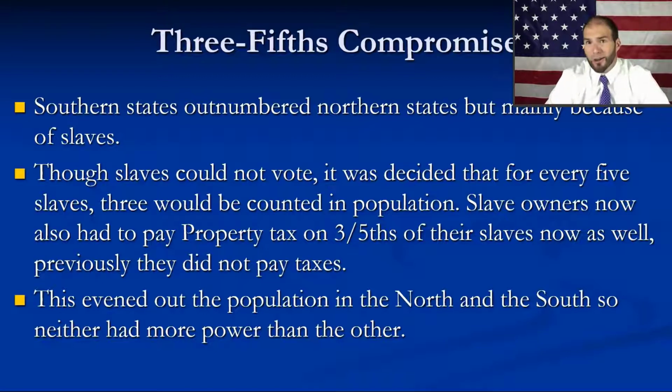Like, why not all of them? Why not none of them? Why not half? Just make it easy, half. Why 3/5? Here's why. If you count all the free people in the South and only 3/5 of the slaves, the population in the South and the population in the North completely equal. If the populations are equal, one side can't have more representation than the other. Therefore, making it fair.